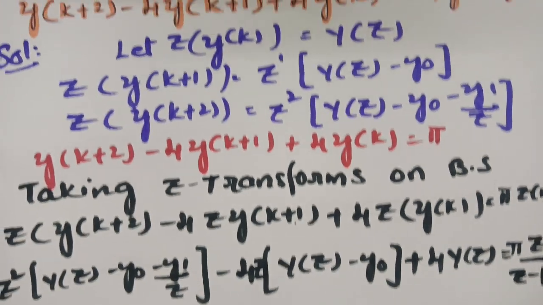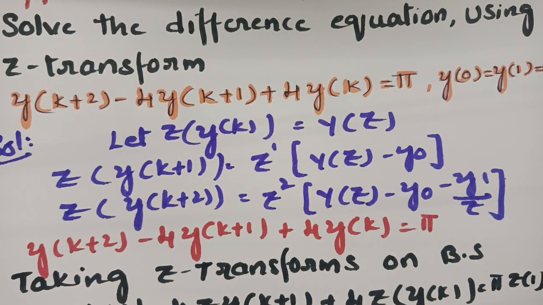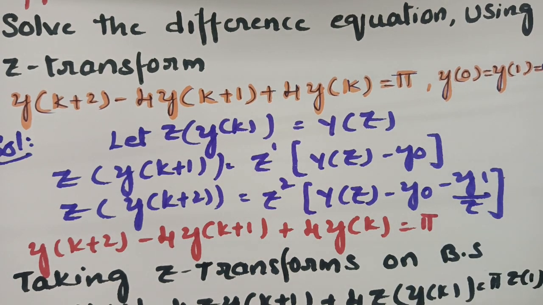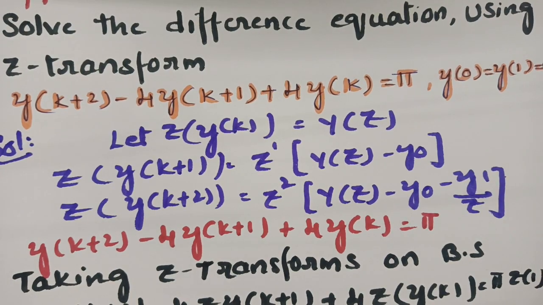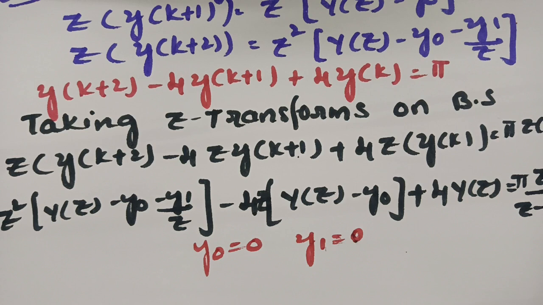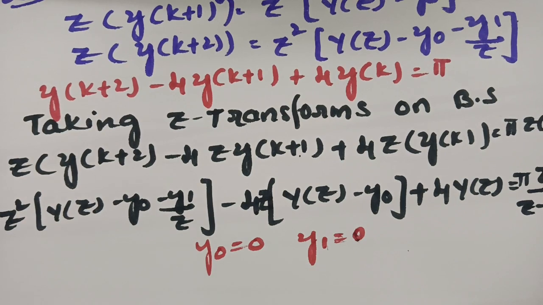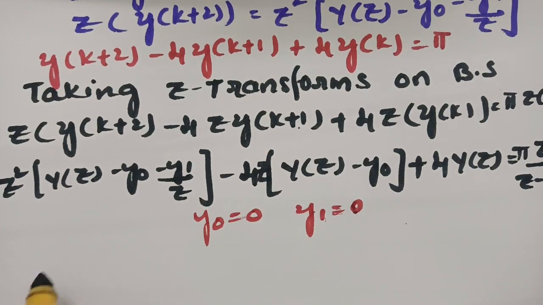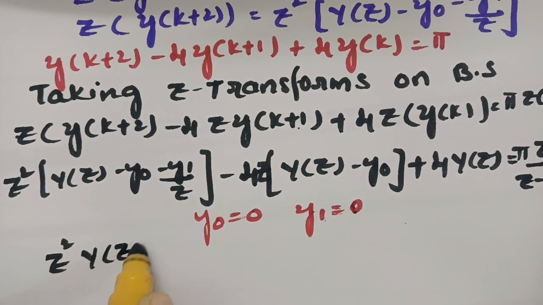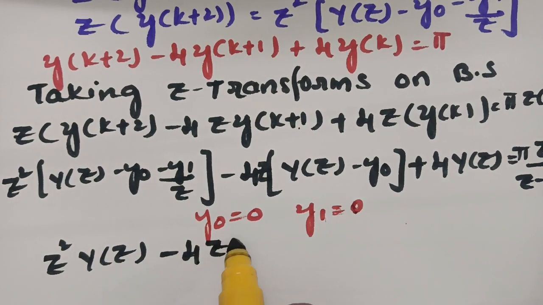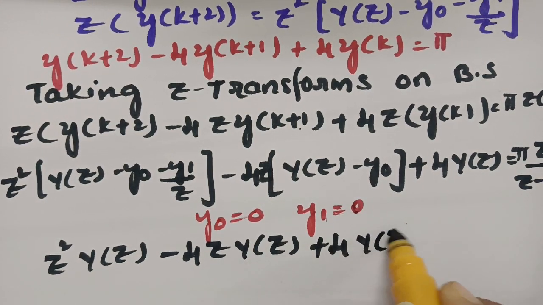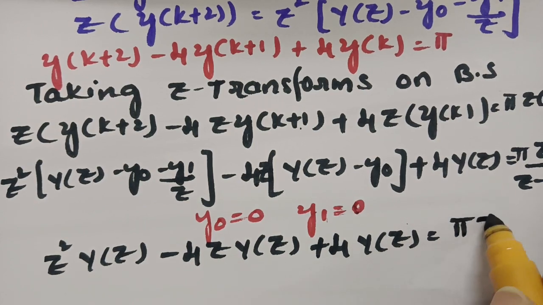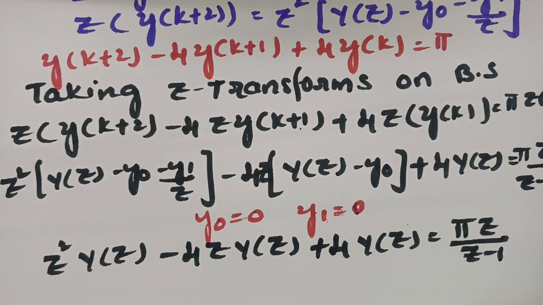Clear? And next, what are the conditions here? y0 is equal to 0 and y1 is equal to 0. Now we have to substitute y0 as 0 and y1 as 0. After substituting, what remains here is z² times Y(z) minus 4z times Y(z) plus 4 times Y(z) is equal to πz by z minus 1.